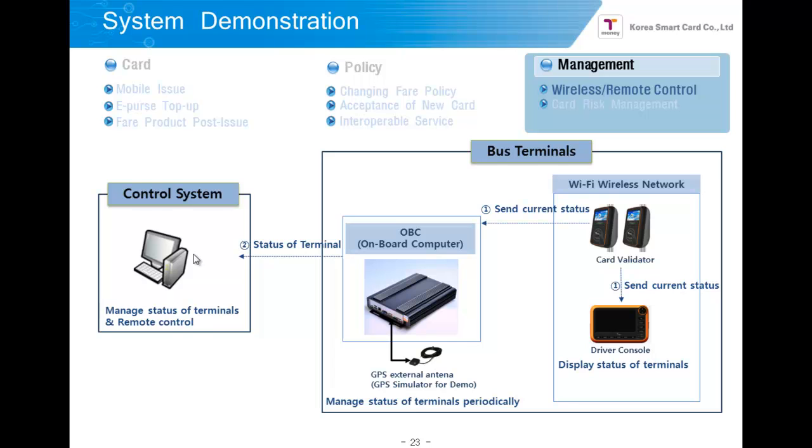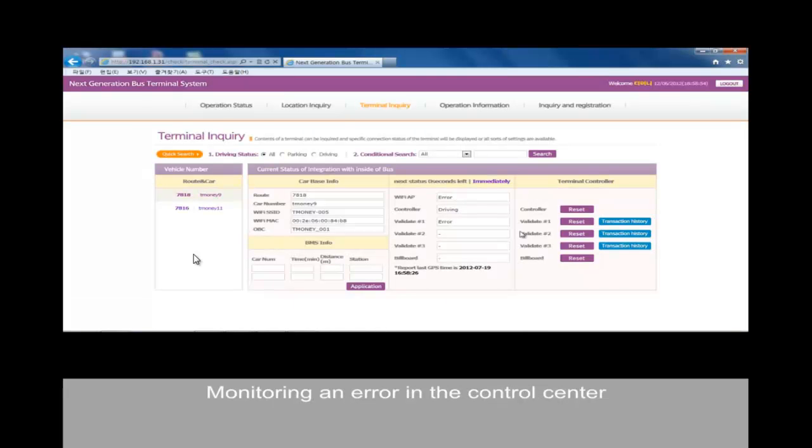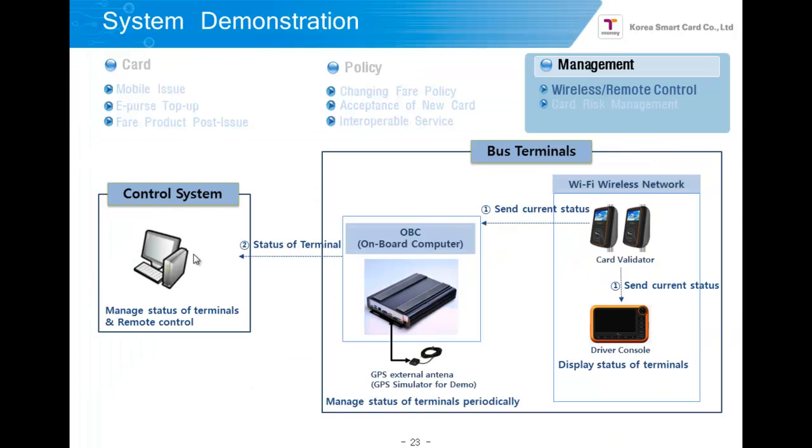To make this real, all devices are connected wirelessly, even in the vehicle, and can be monitored from the central system. Since our devices are very stable and reliable, errors don't occur often. However, let's assume it happens for the demonstration. Within 15 seconds after the error occurs, the manager can detect it automatically through the central system.